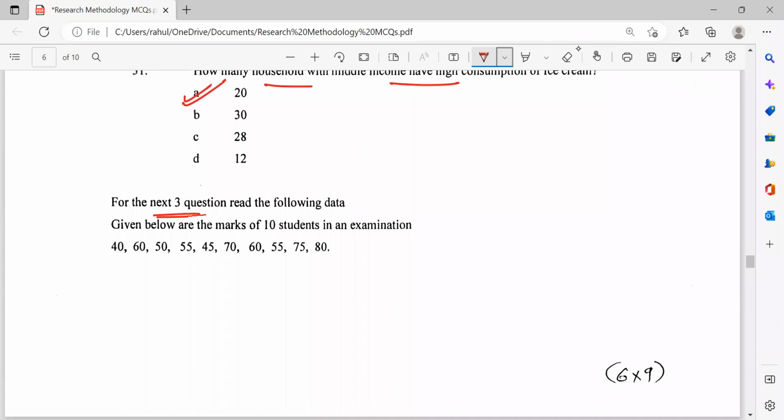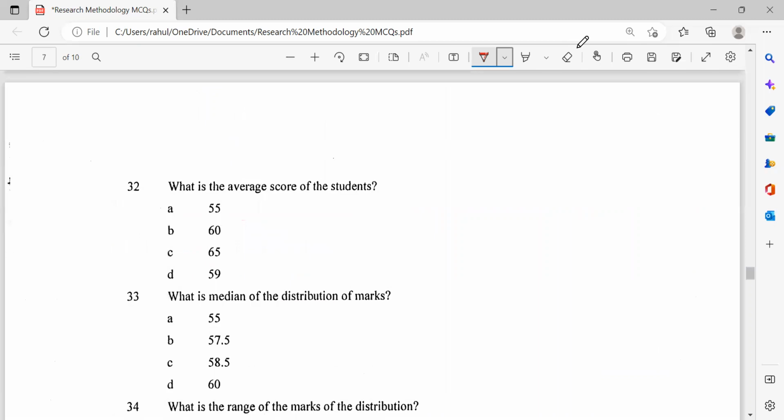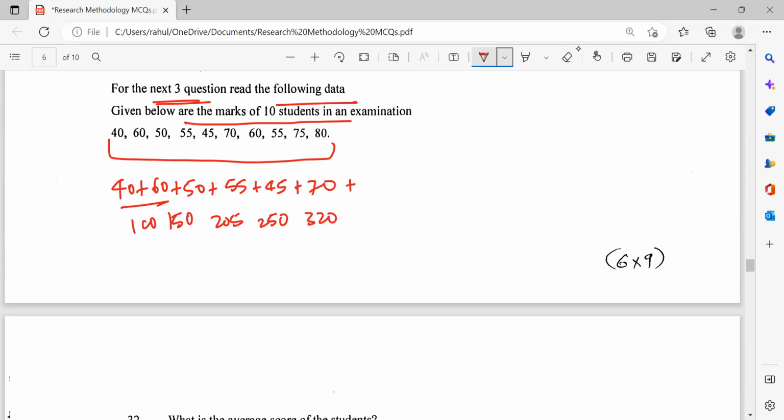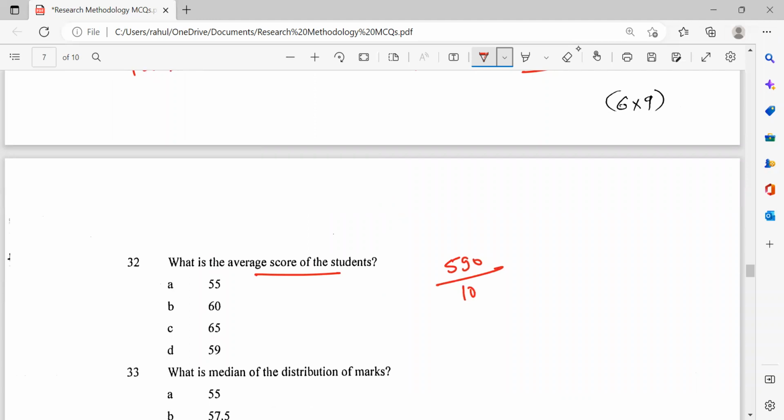For the next three questions, read the following data: given below are the marks of 8 students in an examination. These marks are given to us, and we need to answer: what is the average score of the students? For the average score, we need to add them. 40 plus 60 is 100, plus 50 is 150, plus 55 is 205, plus 45 is 250, plus 70 is 320, plus 60 is 380, plus 55 is 435, plus 75 is 510, plus 80 is 590, right? So the total sum is 590 and total entries are 10. So the average score is 59. Option D is the correct answer.